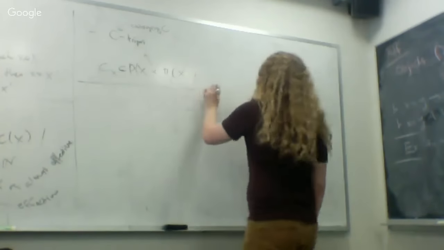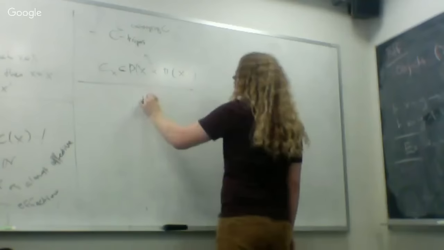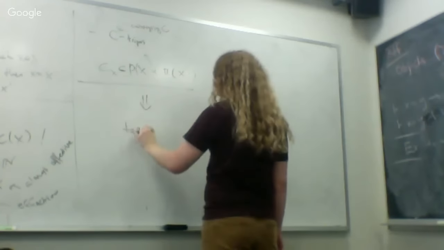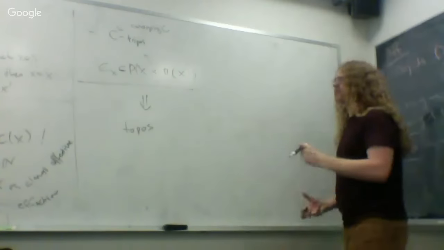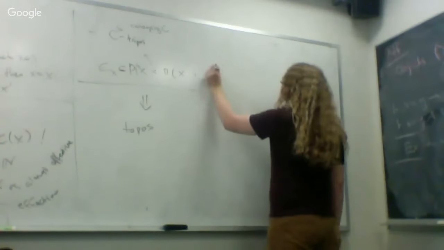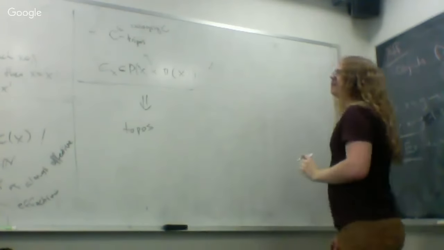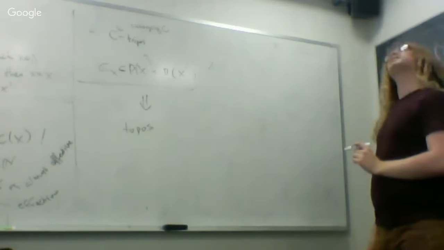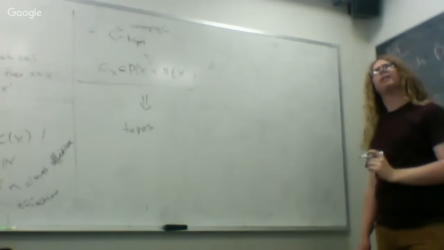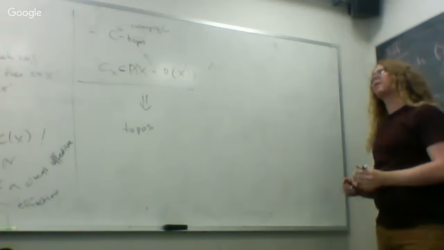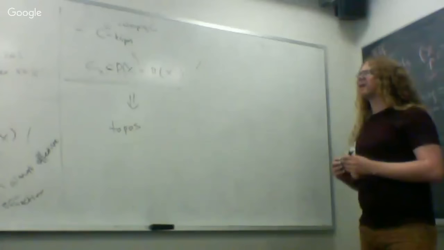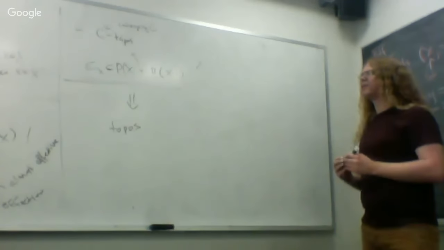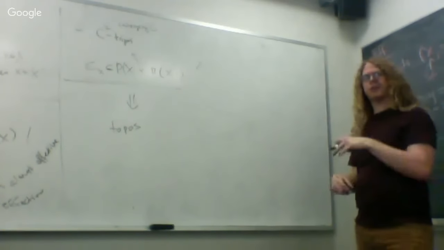And then the whole idea of this construction is you get a topos from the tripos, which adds in these partial equivalence relations on these things. So the tripos is going to be sets of formulas over objects.